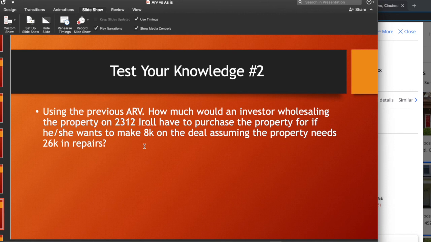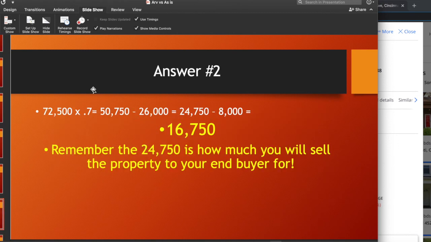All right, so we know the ARV is the previous $72,500. We know the property address. We know how much money we want to make on the deal. And we know about how much the property needs in repairs. Let's see our answer. All right, so this is the answer. As we can see, $16,750. This is the math. All you have to do is plug in the numbers with the formula I gave you on the first slide.